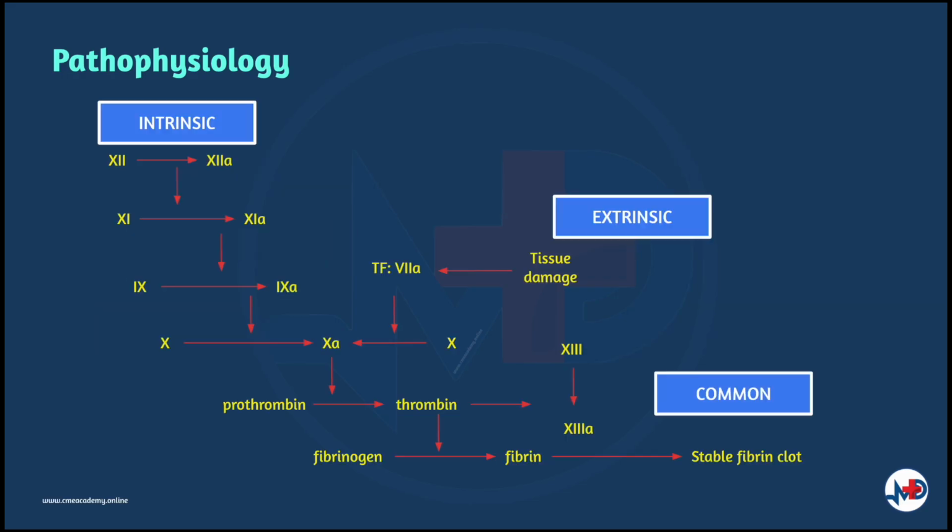The intrinsic pathway consists of factors 1, 2, 9, 10, 11, and 12. Respectively, each one is named fibrinogen, prothrombin, Christmas factor, Stuart-Prower factor, plasma thromboplastin, and Hageman factor. The extrinsic pathway consists of factors 1, 2, 7, and 10. Factor 7 is called stable factor. The common pathway consists of factors 1, 2, 5, 8, and 10.